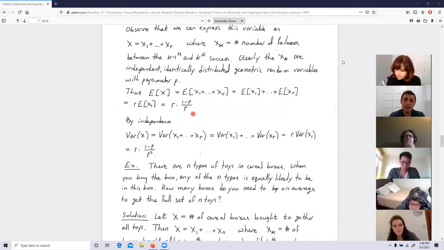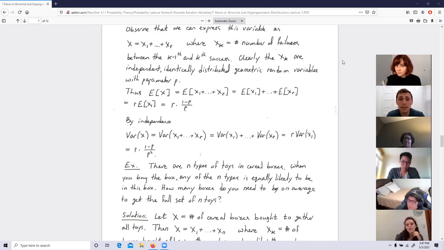because the success or failure of each trial is independent of the previous trial, do you agree that the values X1, the number of failures before the first success, is independent from the number of failures before the second success and onwards? They are independent. So X1, X2, X3, and onwards are independent of one another. And that means that the variance of a sum is the sum of variances.